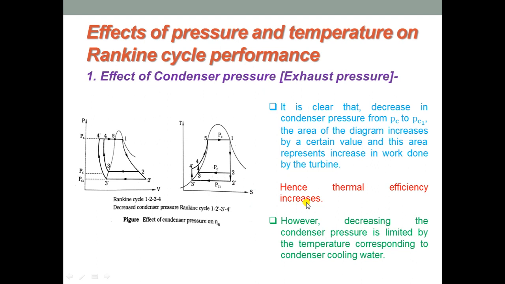However, decreasing condenser pressure is limited by temperature corresponding to condenser cooling temperature. So, normally the decrease in temperature of a condenser is very important, temperature as well as pressure, because there is a limitation of temperature of a cooling medium which is used in the condenser, right.